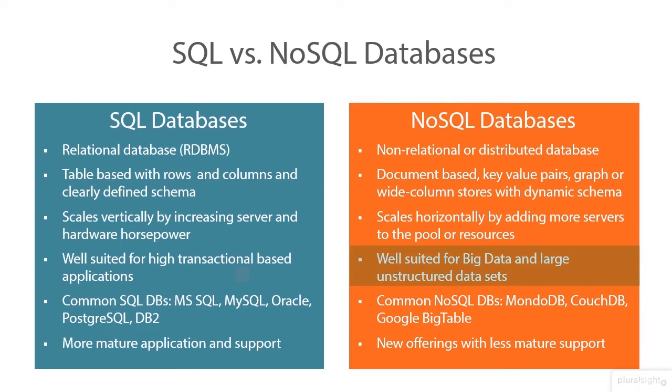And it's very well suited to big data and large unstructured data sets. Whereas SQL is very well suited to structured data, NoSQL works well for unstructured data sets. Okay, think big data. Some common NoSQL databases would be MongoDB, CouchDB, and Google's Bigtable. Okay, so just some names that you may be familiar with. And the other comparison between the two is NoSQL databases is, as I mentioned, relatively new. So there's some new offerings, less mature support.